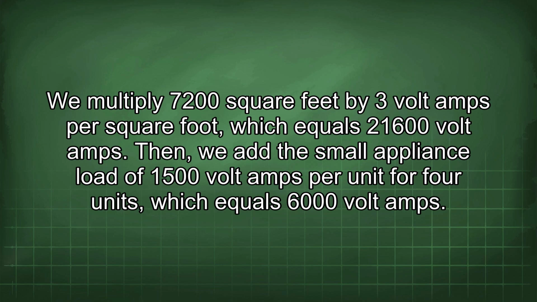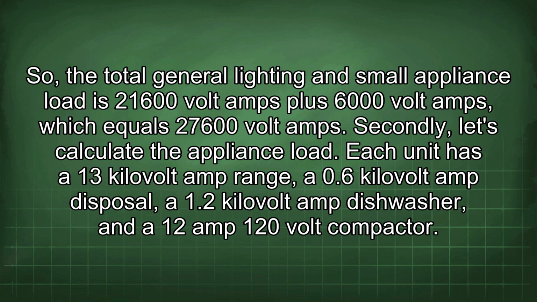We multiply 7,200 square feet by 3 volt amps per square foot, which equals 21,600 volt amps. Then we add the small appliance load of 1,500 volt amps per unit for 4 units, which equals 6,000 volt amps. So the total general lighting and small appliance load is 21,600 volt amps plus 6,000 volt amps, which equals 27,600 volt amps.